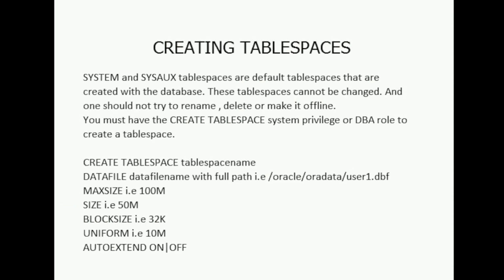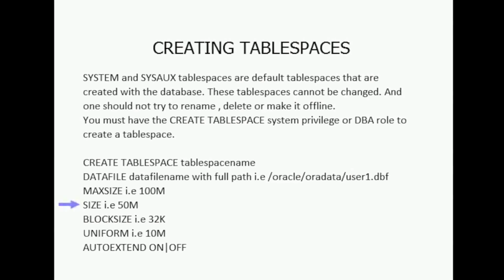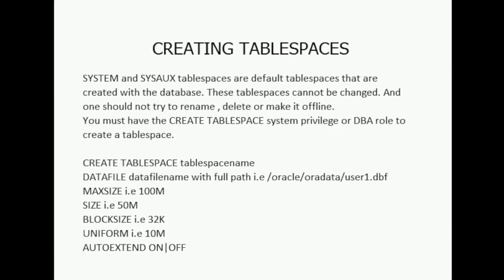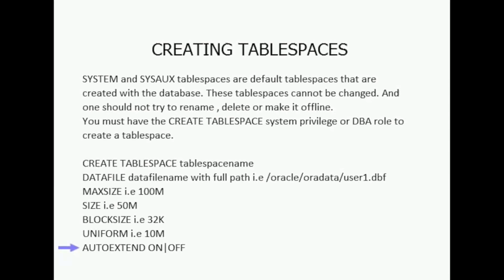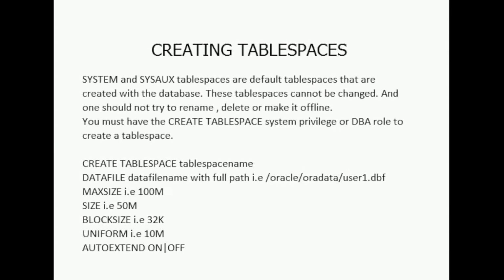Size. This is the size of the underlying data file for the tablespace. Block size is the size of the block. Uniform size. This specifies the size that the data file will grow when it needs to extend. The auto extend on option will make your tablespace automatically grow when it reaches maximum extents.